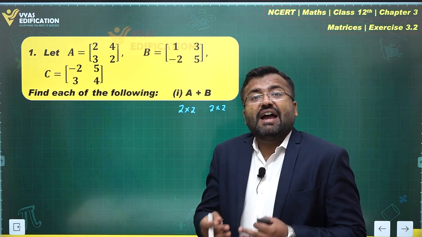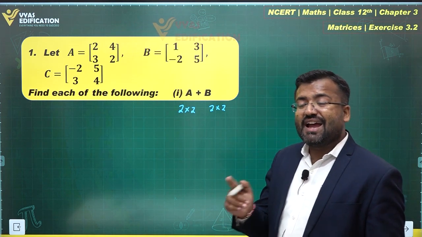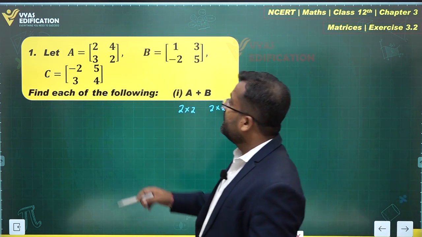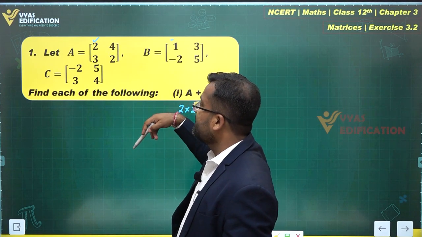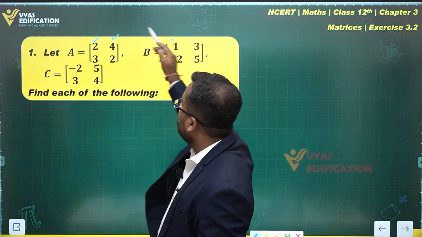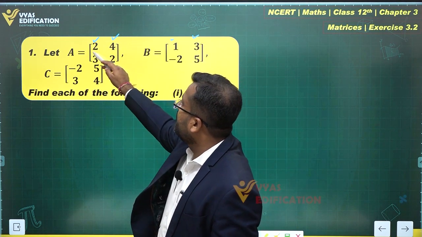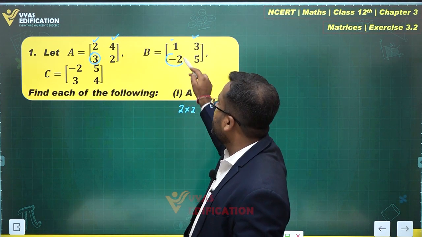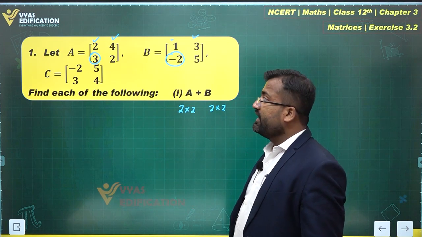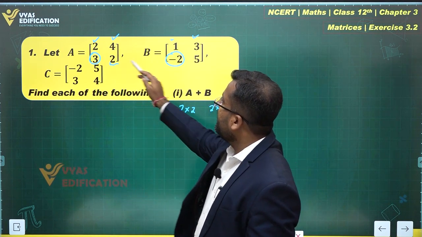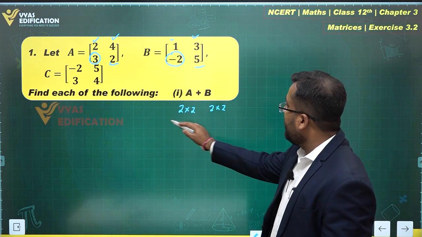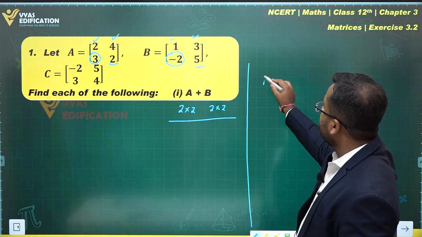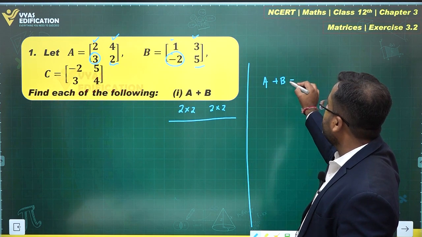Now, how do we add them together? We add them by adding the corresponding elements. The corresponding elements means A11 and B11 get added together, A12 and B12 get added together, A21 and B21 get added together, and similarly A22 and B22 get added together. So, the matrix A plus B would be equal to what?